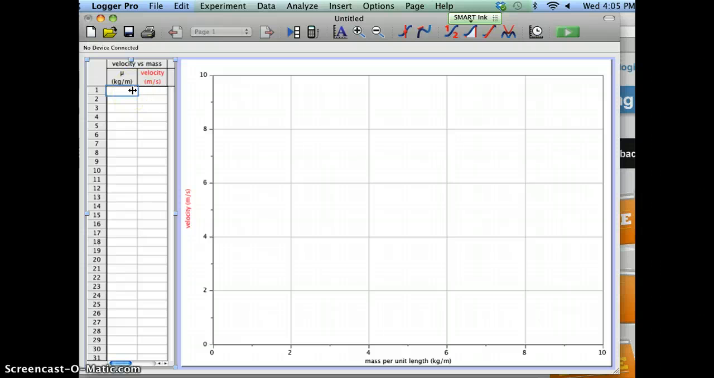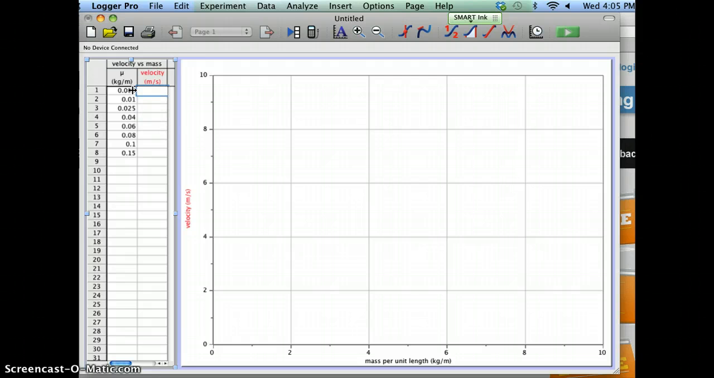I've got 0.005, 0.005. My next one is 0.025. My next one is 0.04. My next one is 0.06. My next one is 0.08. My next one is 0.1. My next one is 0.15.